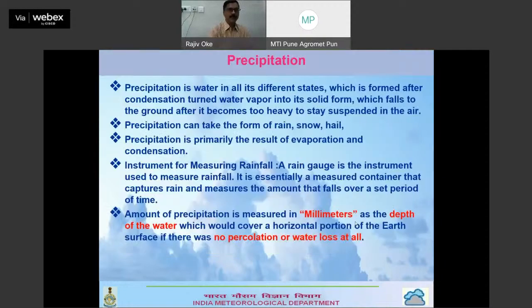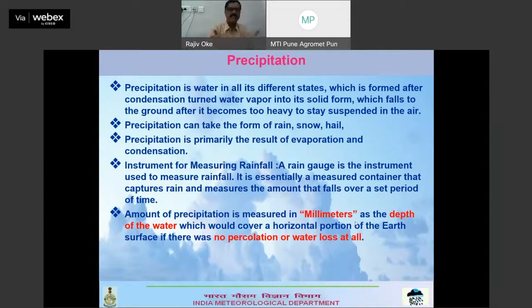So another parameter is precipitation. Precipitation is water in different states, which is formed after condensation, turning water vapor into liquid or solid form which falls on the ground after it becomes too heavy, or is suspended in air. Precipitation can take the form of rain, snow or hail. Precipitation is primarily the result of evaporation and condensation.